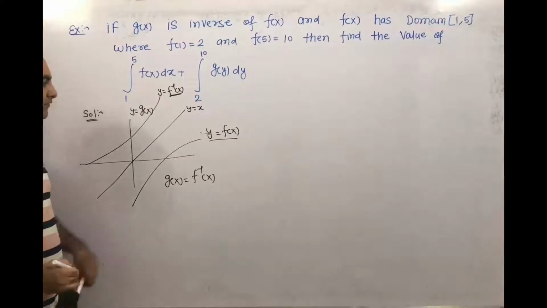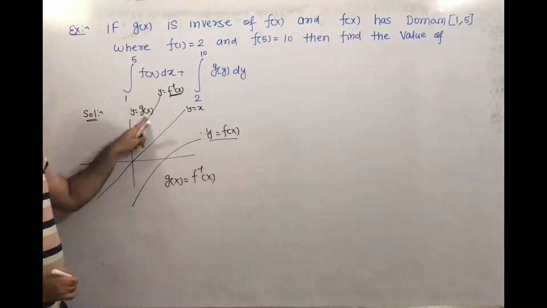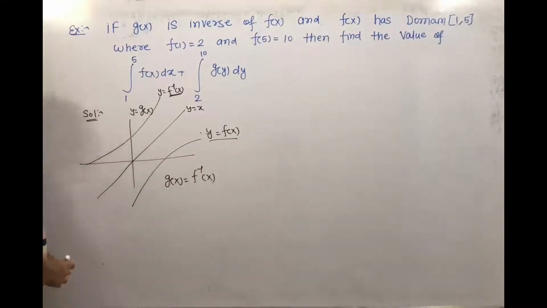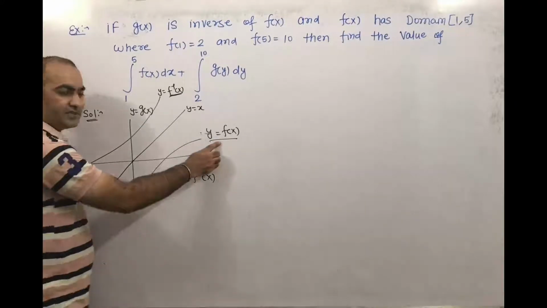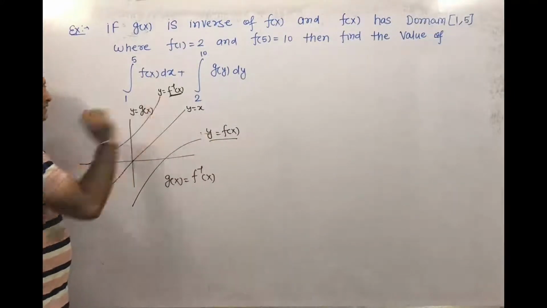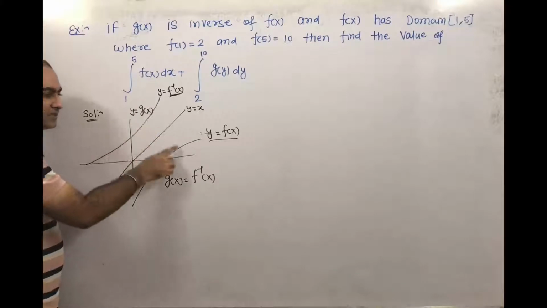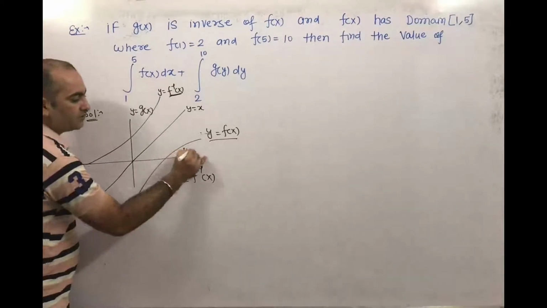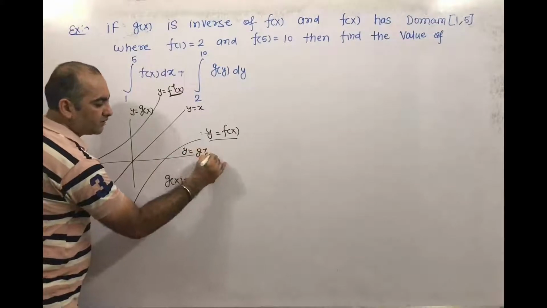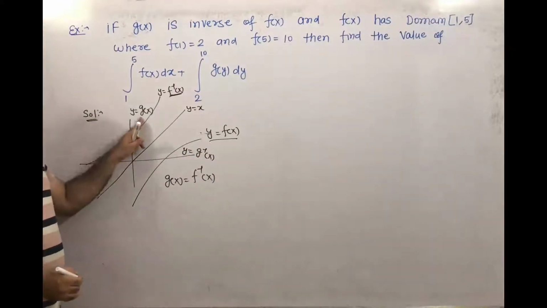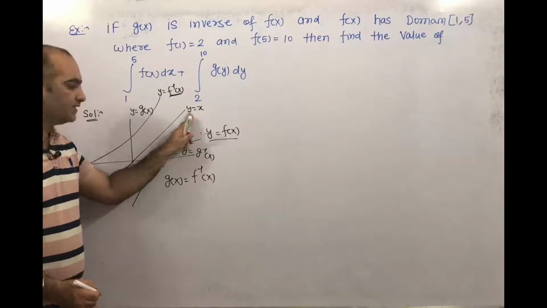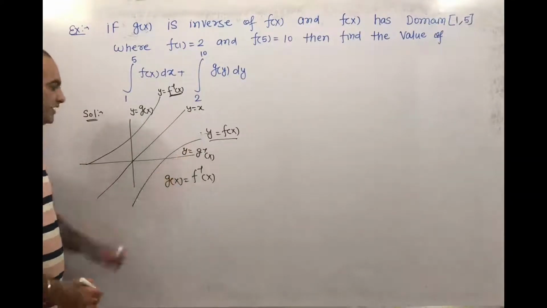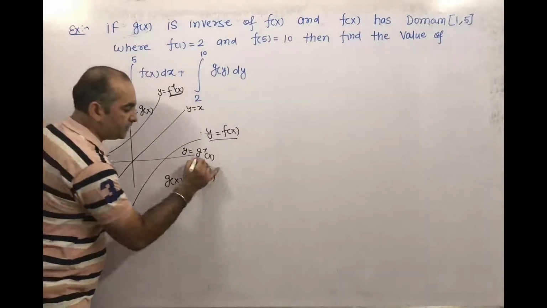So f inverse is g. Here we can say that if f(x) has a mirror image, this one, then g(x) has a mirror image, this one. So this is nothing but y equals g inverse of x. Why? Because g(x)'s mirror image with respect to y equals x will be this one. That means this function is y equals g inverse x.